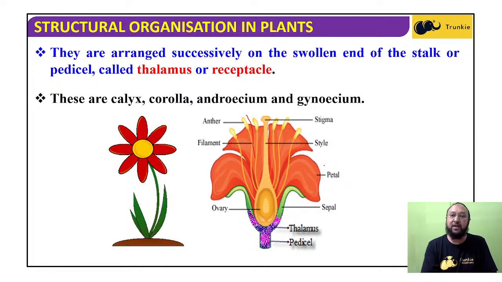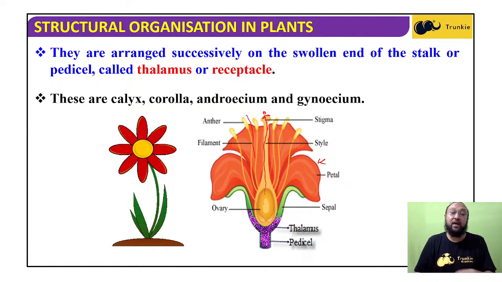And this is its style, and this is the sticky stigma, where the pollen grain comes and sticks and then forms a pollen tube. The pollen tube goes into the ovary and finds the female gamete for fertilization.